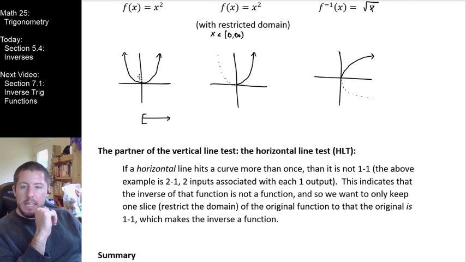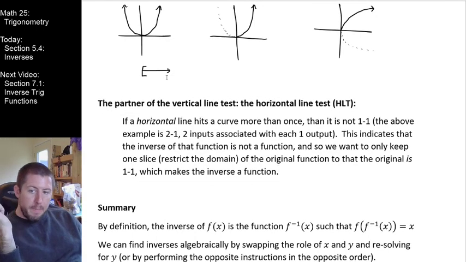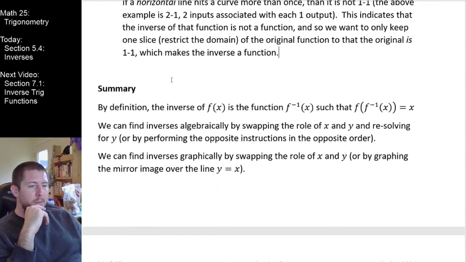In this graph, I would say that this parabola is 2 to 1 because we hit the horizontal line twice. And again, now in your mind, you should be picturing the sine and cosine. Are those 1 to 1? Are they 2 to 1? Let's look through our summary here.